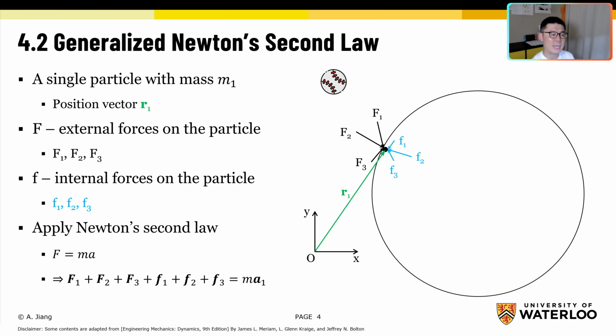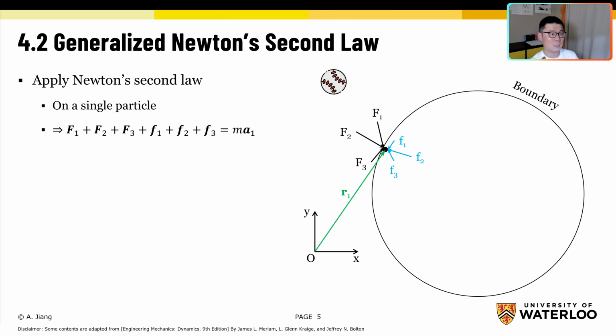Now if we apply Newton's second law, F equals ma, the particle is experiencing the overall force. We can write F1, F2, F3, all capital, plus small f1, small f2, small f3. All of them adding together is a resultant force. That is equal, according to Newton's second law, sum of F equals m a1. This a1 just means this particle; I'm just naming this as number 1. Okay, that's one single particle.